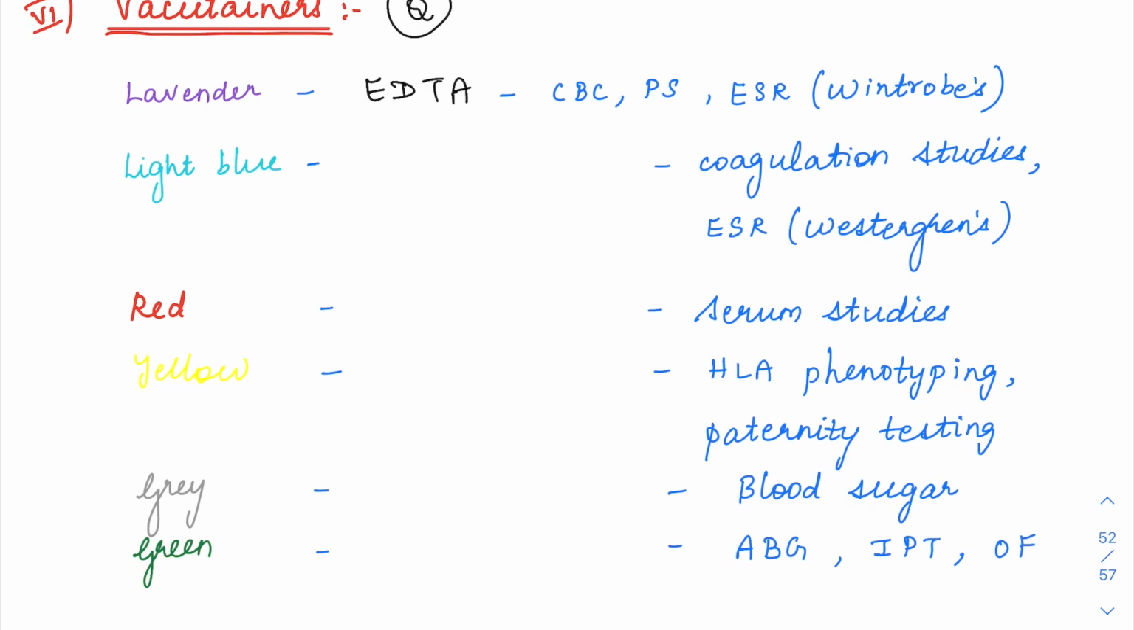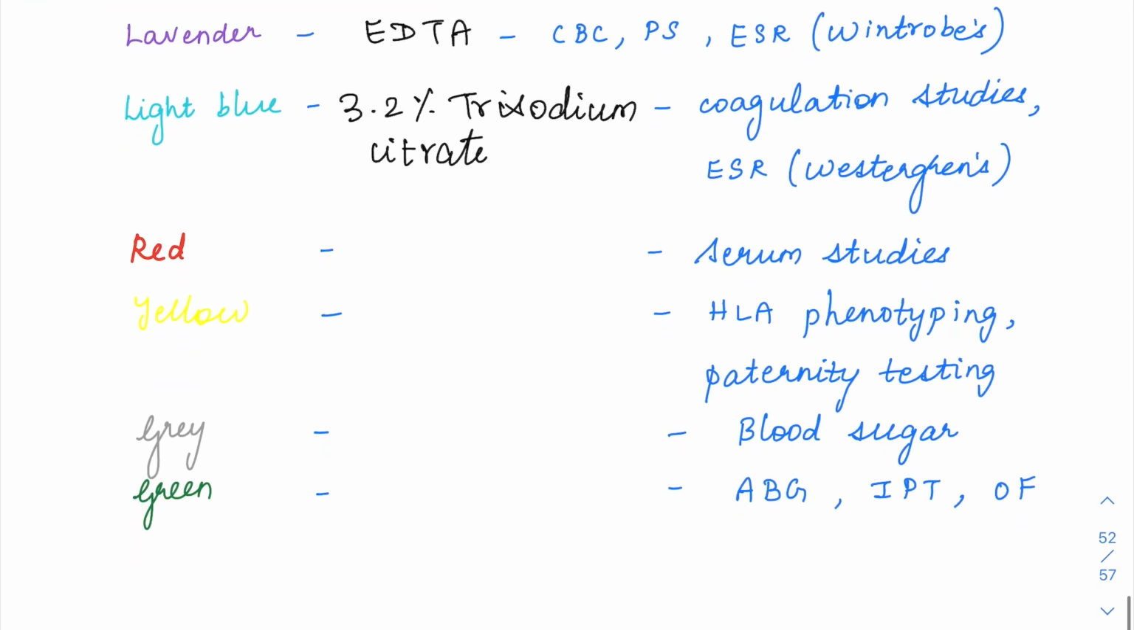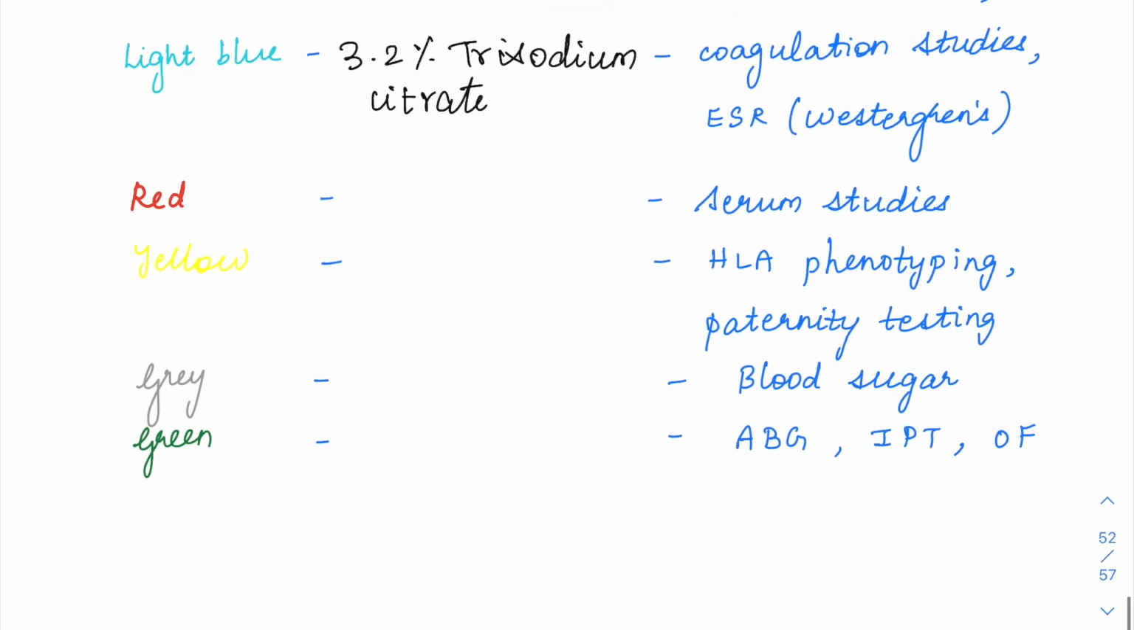Then the light blue colored cap, if you see, is going to have 3.2% trisodium citrate. It is going to be used for coagulation studies and also in Westergren's method of ESR. But the proportion of the anticoagulant is going to be different in coagulation studies and ESR.